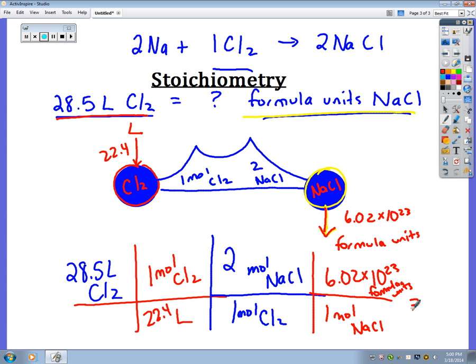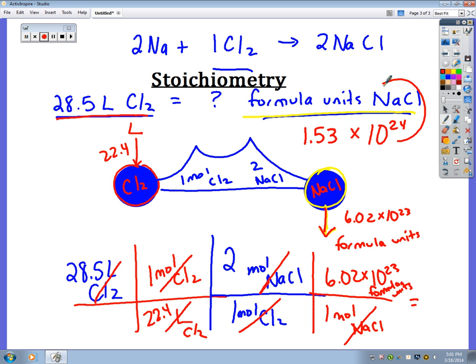So doing your math, 28.5 divided by 22.4, right? And what happens? Liters cancel. That will leave you with moles, but you're not done yet. Then you multiply it by 2, and what happens this step? Moles of chlorine change to moles of sodium chloride. And then you're going to multiply by 6.02 times 10 to the 23rd. And moles of sodium chloride cancel. And you get the answer as 1.53. Now be careful. Look over on your calculator. It says E. That E to the 24th means times 10 to the 24th formula units of sodium chloride.